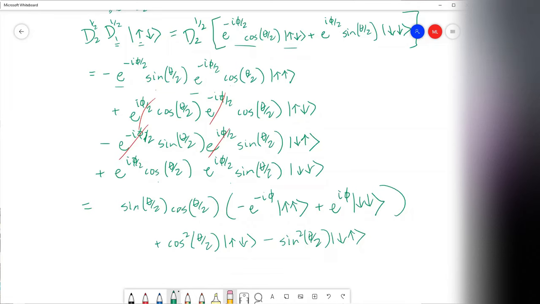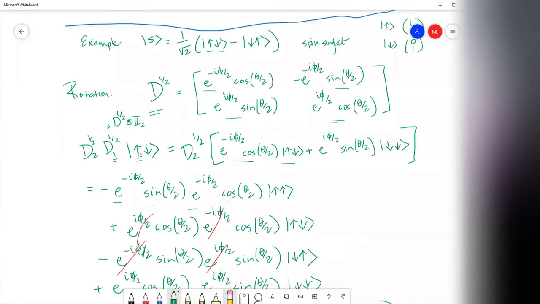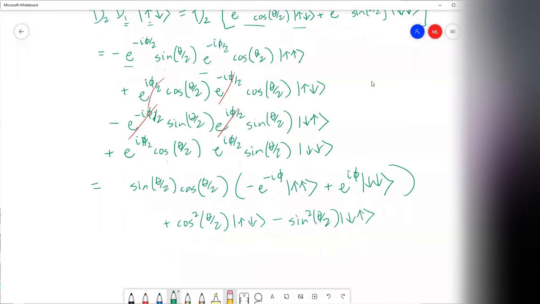So the other term is easy because we just flip up and down, right? You don't have to really do anything because we can just exchange up and down to get this guy. So D2, D1 acting on down, up is sine theta over 2 cosine theta over 2. Then it's minus, let's see, fine.